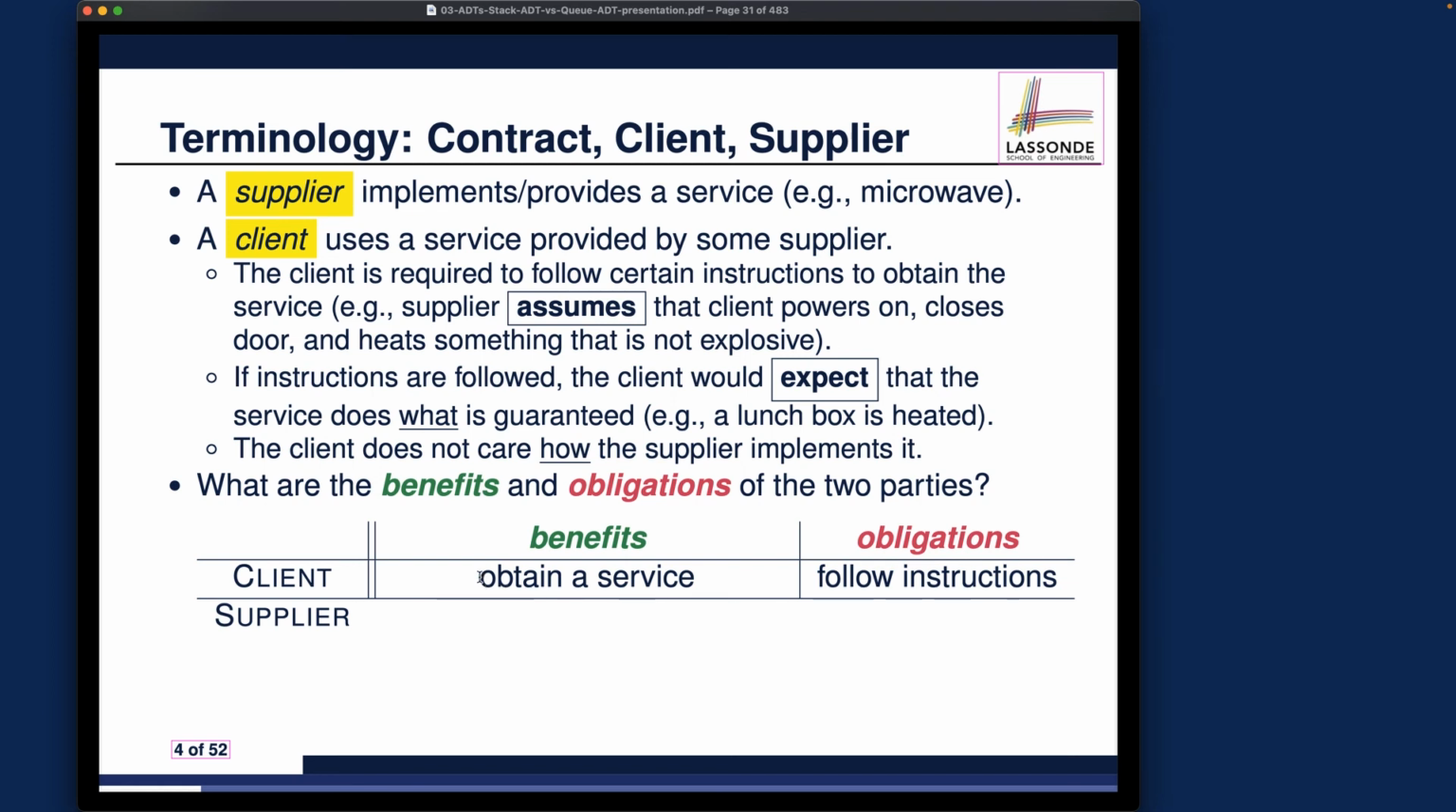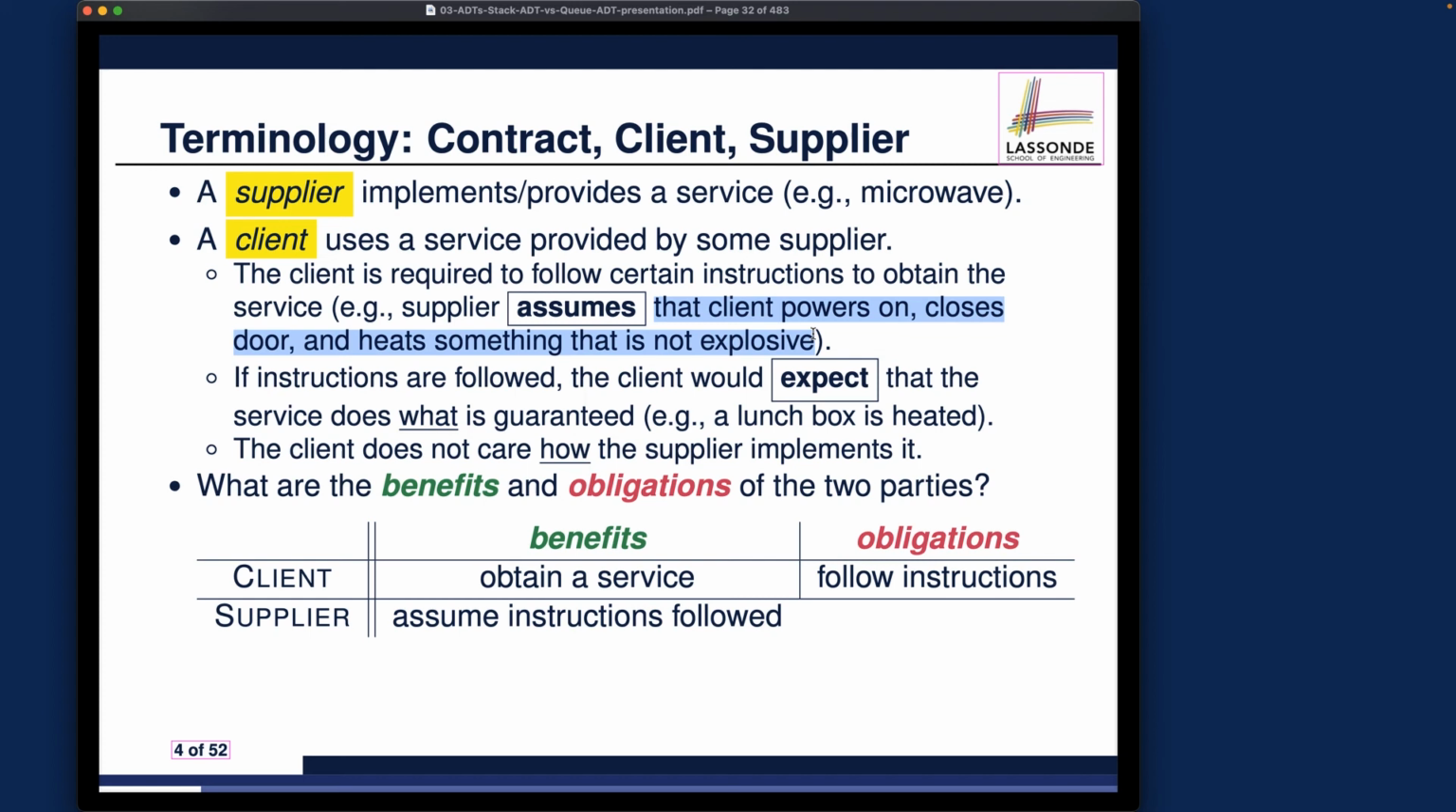Whatever would be the benefits for the clients over here is going to be at the same time the obligation for the supplier. And whatever is the obligation for the clients is going to be the benefits for the supplier, right? What does that mean? That means the supplier can assume the instructions are actually followed. In this particular case, we assume that the client is going to turn on the power, close the door, and also heat something that's not explosive.